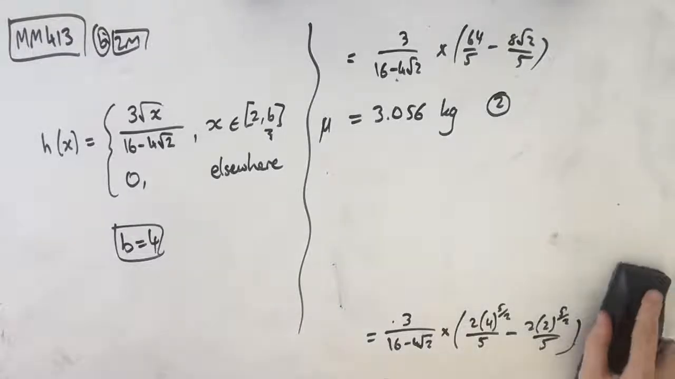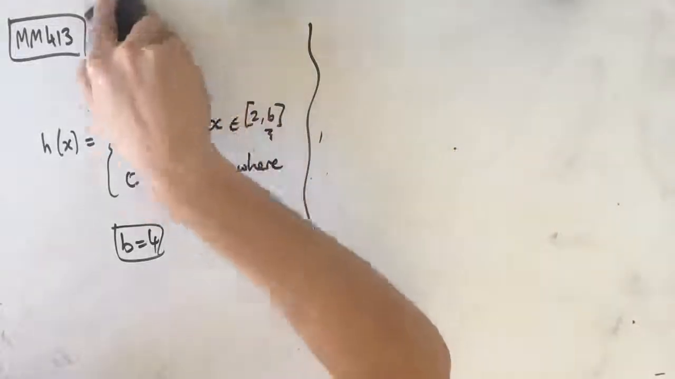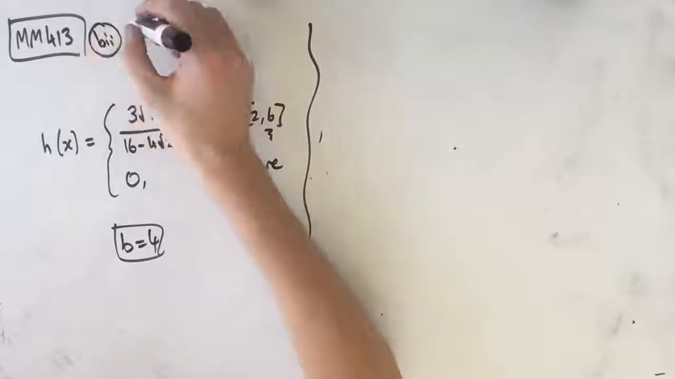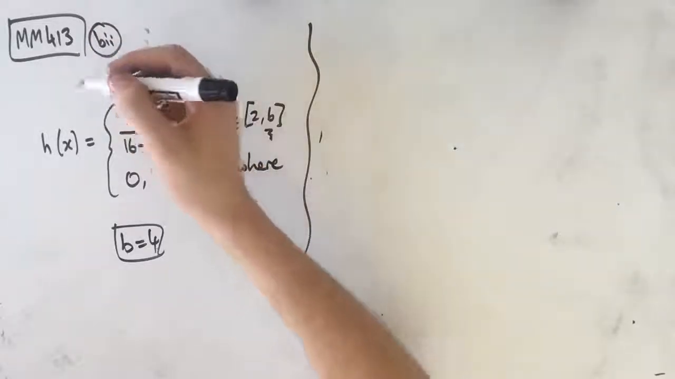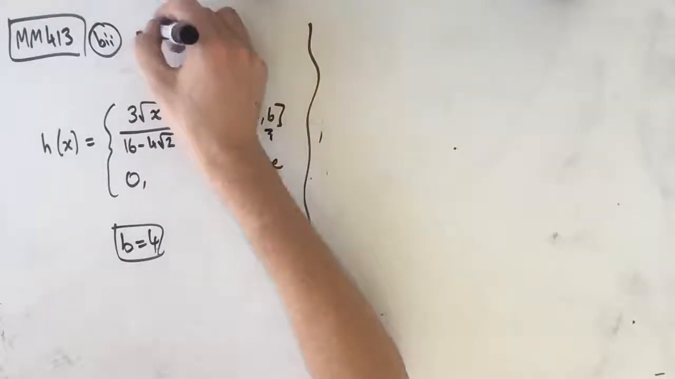Part BII is a 1 mark question, so we're going to be able to do this all in our CAS. And it says, find the value of M, and we're still doing this correct to 3 decimal places, where M is the median weight of honeycomb contained in a beehive.